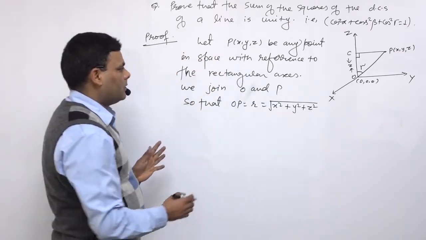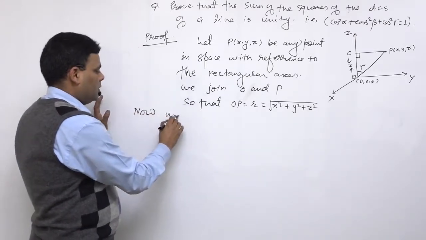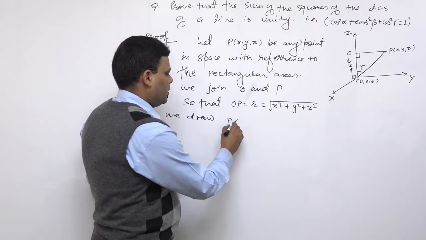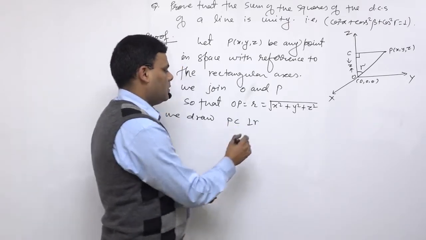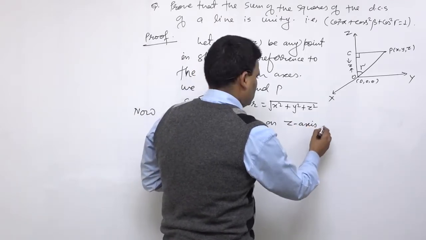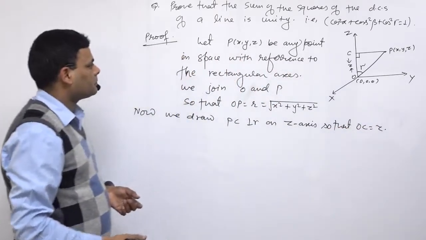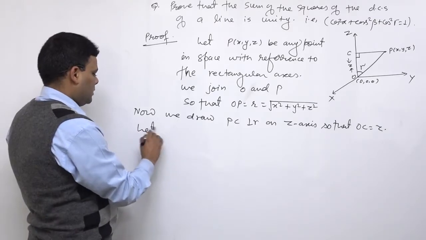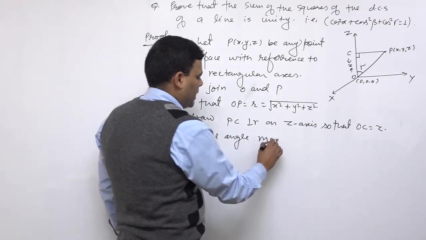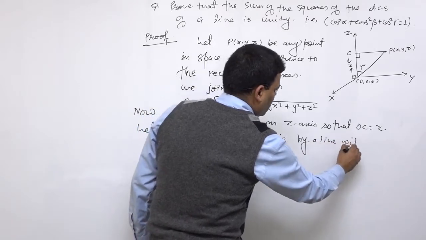Okay, now we draw PC perpendicular on the z-axis so that OC equals z. Let gamma be the angle made by the line with the z-axis.